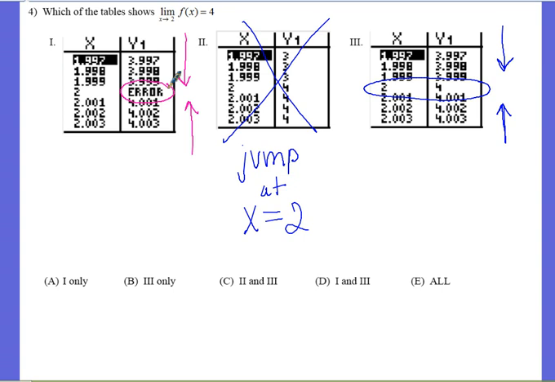So what could potentially be happening? What could be happening is a removable discontinuity at 2, 4. So what does that mean? When you look in your table, it won't give you a value of 4 at 2 because it's a removable discontinuity, but all the numbers approaching from the left and right will go towards 4. The answer was letter D.